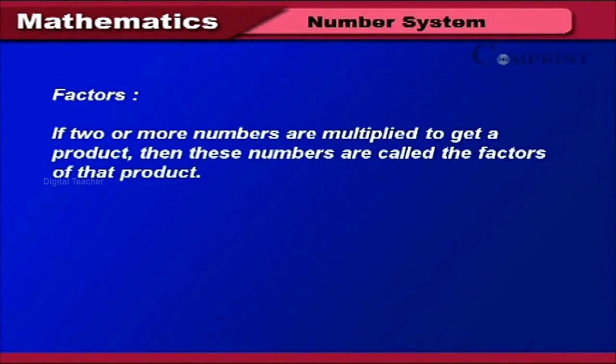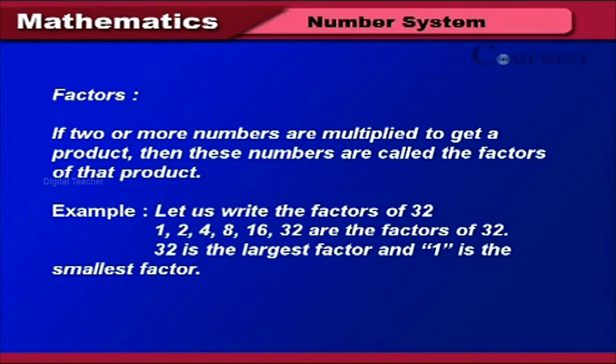Factors. If 2 or more numbers are multiplied to get a product, then these numbers are the factors of that product. Let us write the factors of 32. 1, 2, 4, 8, 16, 32 are the factors of 32. 32 is the largest factor and 1 is the smallest factor.